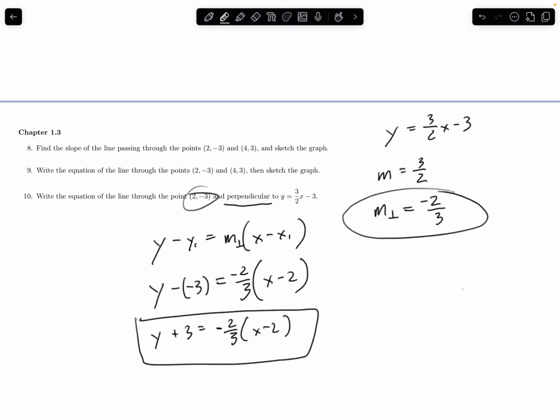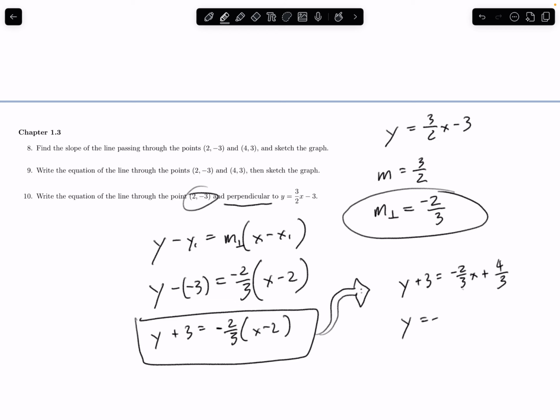So if you want slope-intercept form, I'll just do that real fast right now. Let's distribute the negative 2/3. y plus 3 is equal to negative 2/3 x, and it's going to be plus 4/3. Why did I pick this one of all ones to do with an ugly fraction? What am I thinking? Okay, anyways, minus 3 both sides.